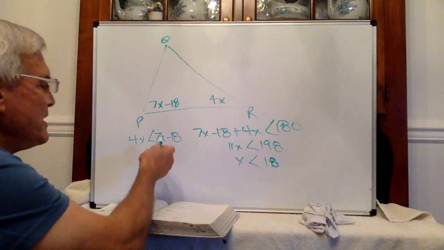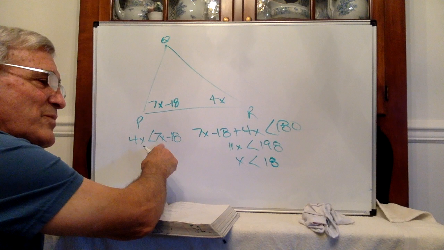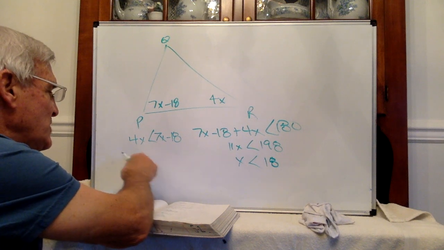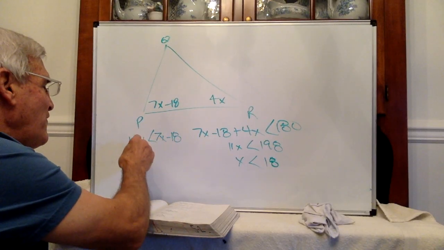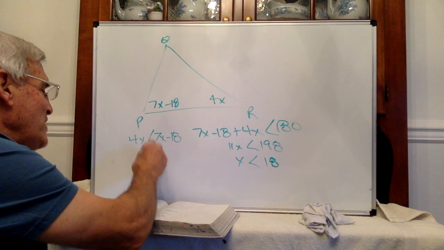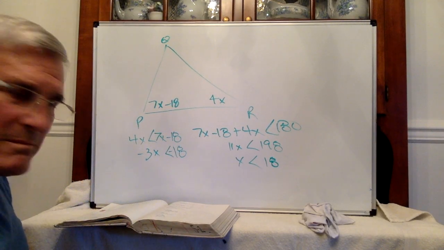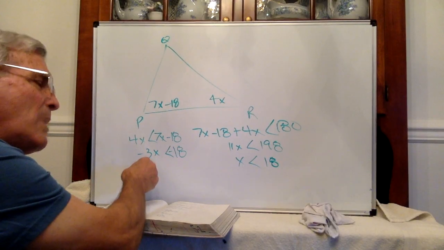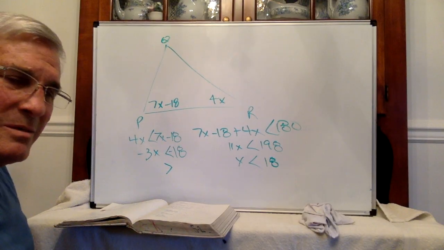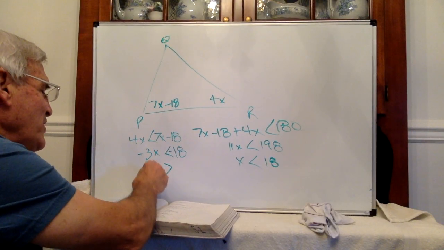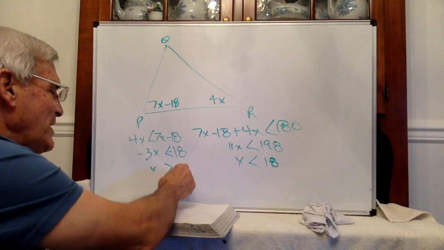So, in this particular case, I can either subtract 4x from both sides and add 18, or I could just subtract 7x from both sides. Let's do it that way so I can show you what happens. When you subtract 7x from 4x, you get negative 3x is less than negative 18. When you multiply or divide by a negative number, the order sign turns around. So if I divide by negative 3, I get x is greater than. The order sign turns. Negative 18 divided by negative 3 is 6.